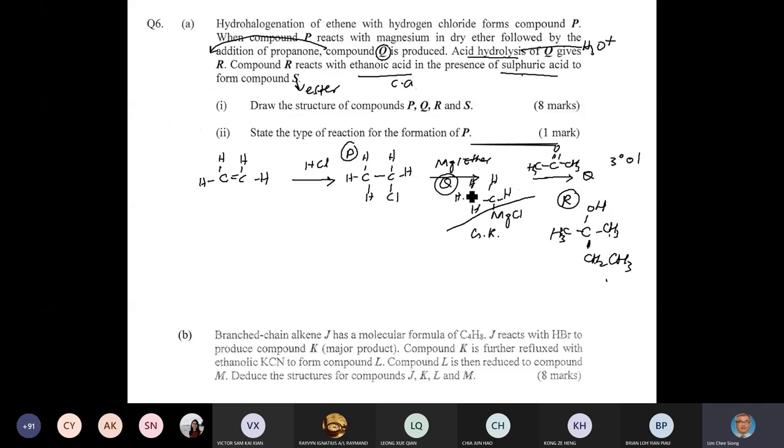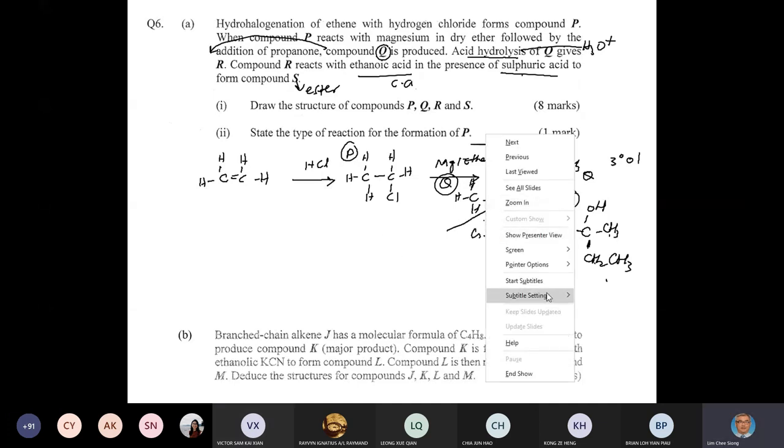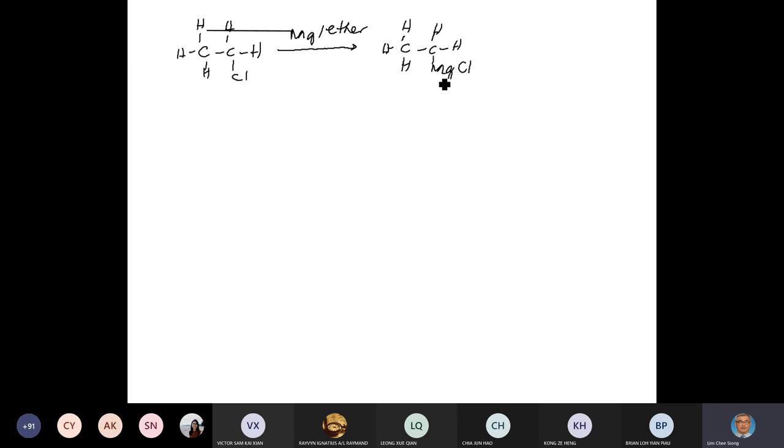Come, now we have the rough idea. This is the meaning. Can you print screen first before I show you? Done, sir. This is the way we form it. For example, in this case, have a look. This is a haloalkane with Cl. When you put magnesium with the presence of ether, you are able to form a compound containing MgCl. Have a look, the Mg is located in between the carbon and the chlorine. So this compound we call Grignard reagent.